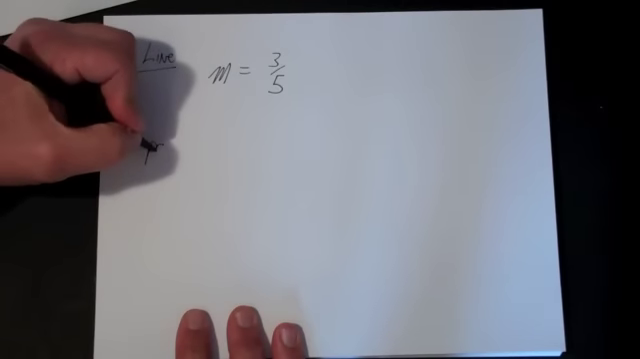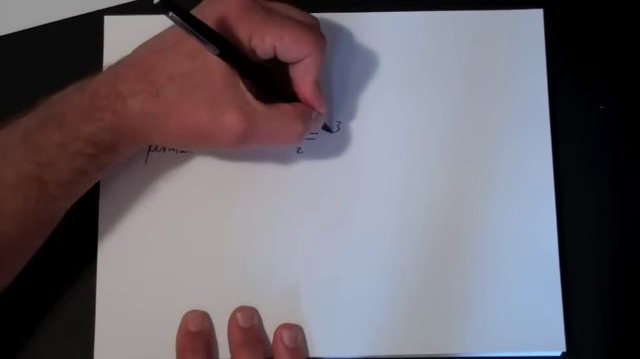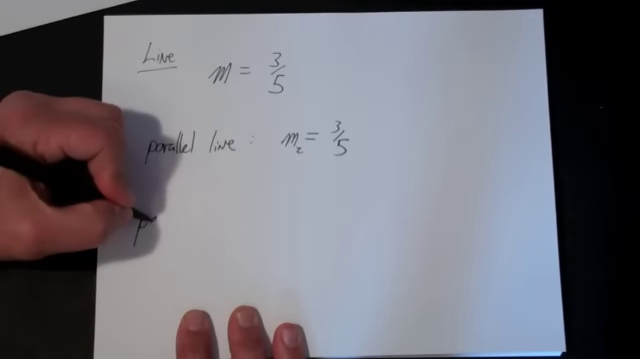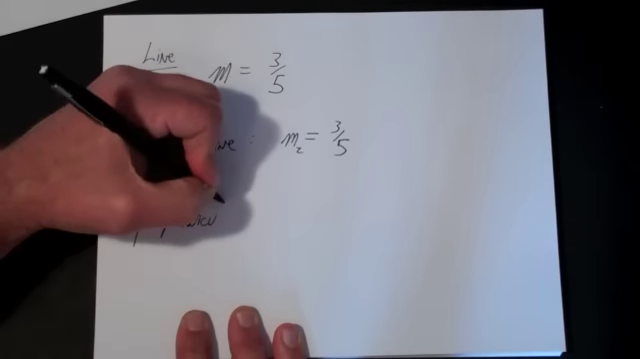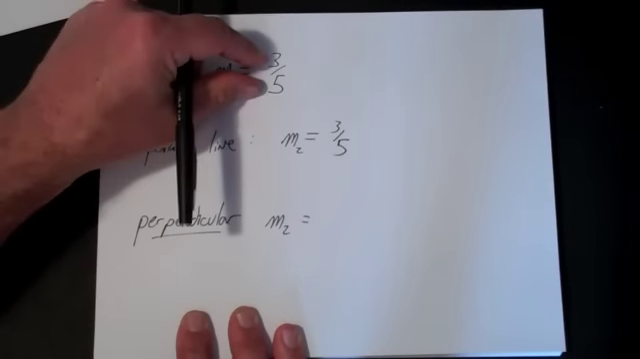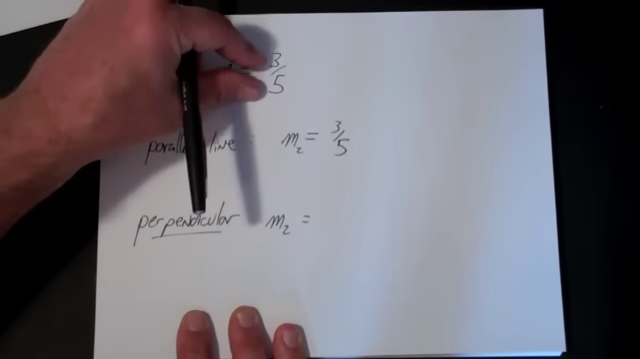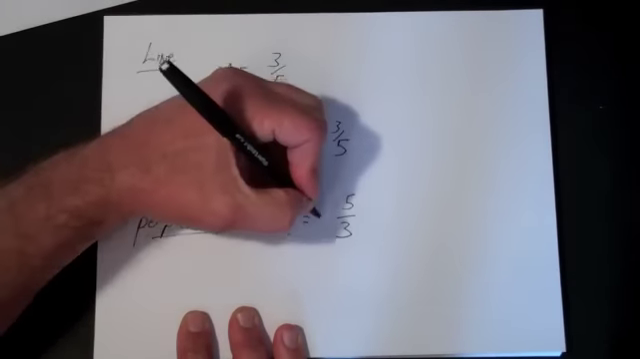So let's say we have a line and it has a slope of 3/5. So a parallel line will also have a slope of 3/5, whereas the perpendicular line will be the negative reciprocal. So in that case, M2 will be, you simply take this fraction, flip it, so you get 5/3, and you make the sign the opposite. So this is positive, so that would be a negative.